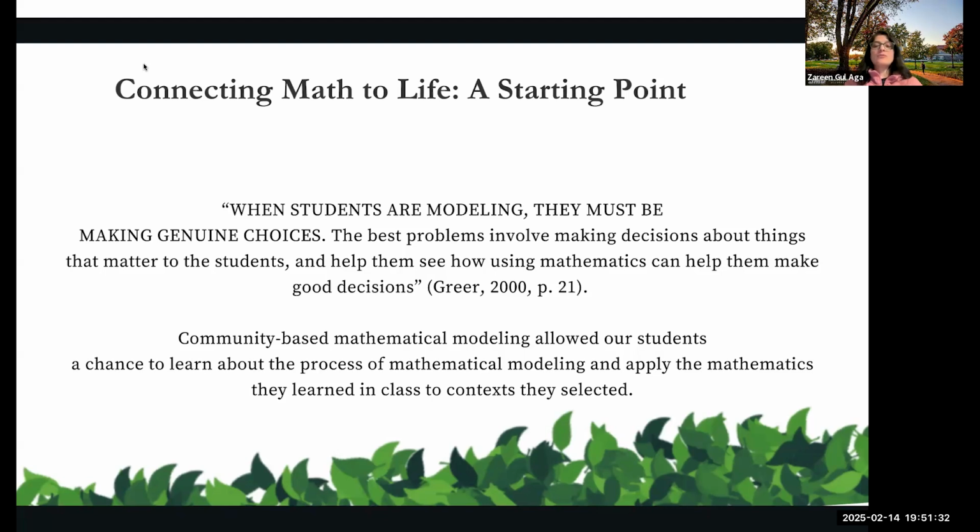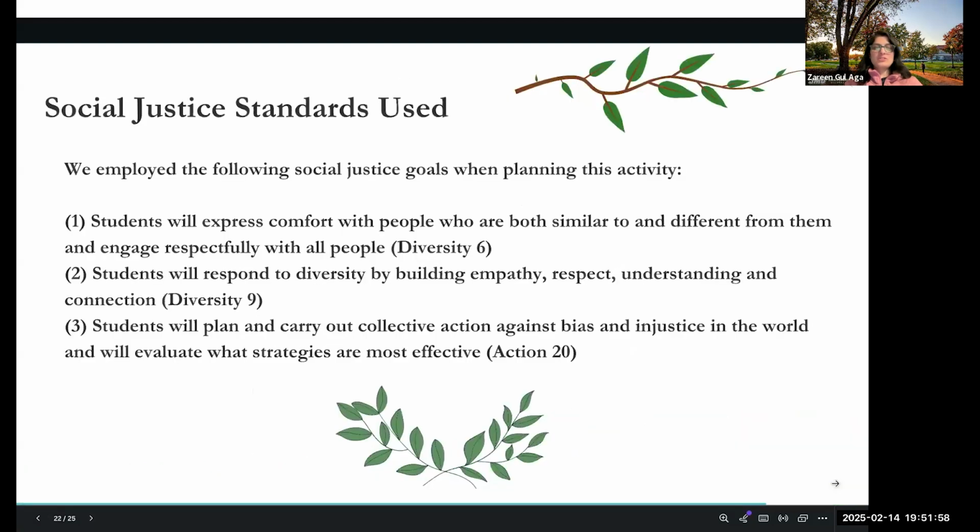Community-based math modeling allowed our students to engage in mathematical modeling and apply mathematics learned in the class to contexts that they themselves selected. This agency is also connected to their math identity, where they become the actual doers of mathematics. They themselves are posing the questions and then using math to answer those questions.